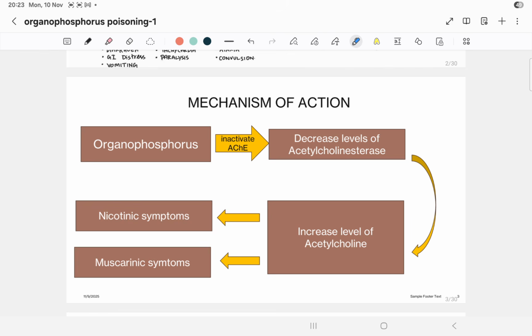So the mechanism of action. What is the mechanism of action of organophosphorus compounds? They inactivate acetylcholinesterase. Acetylcholinesterase is an enzyme which is responsible for breakdown or degradation of acetylcholine when it is not needed. Suppose at the neuromuscular junction, when the muscle wants to relax, because acetylcholine is a mediator of muscle contraction at the neuromuscular junction, that is when acetylcholinesterase comes in and breaks down acetylcholine and the muscle relaxes.